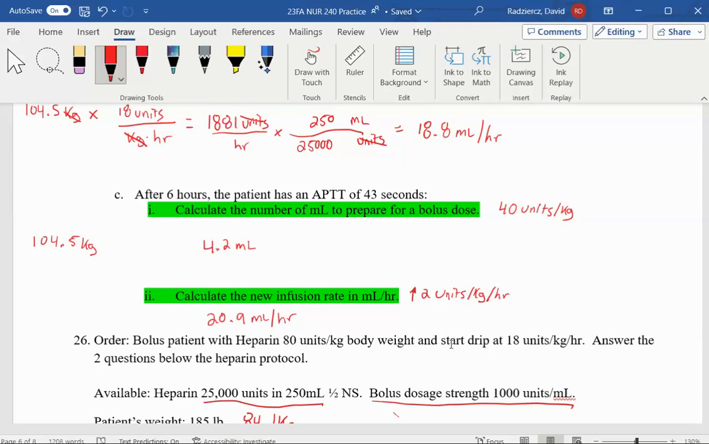But that's kind of the trick with heparin, is just realizing that the hard part is just remembering to use the bolus dose information, use the heparin IV information for the flow rate, and once you do that, and if you do it enough times, it'll most likely become automatic.